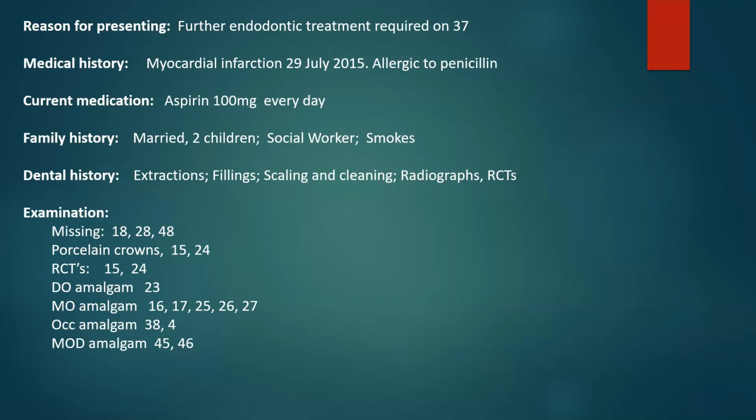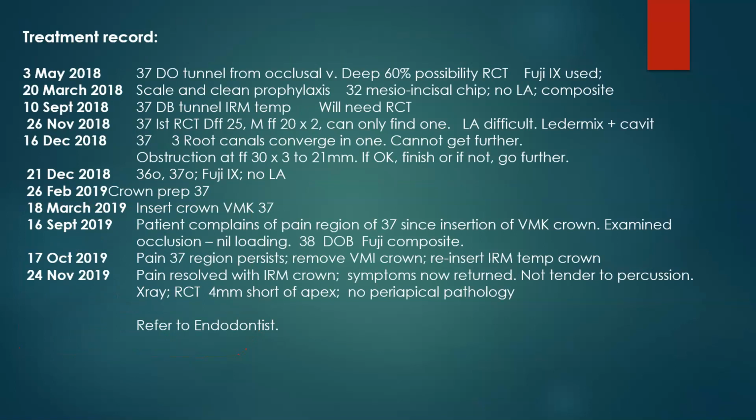But today's examination shows that she's missing these teeth, 18, 28, 48. She's got 2 porcelain crowns. She's had root canals on these teeth, amalgam filling here, some MO amalgam, and occasional, I don't know what this means, OCC amalgam, and so on. That's today's examination, reveals all that. And over the years, she's had all this done, right?